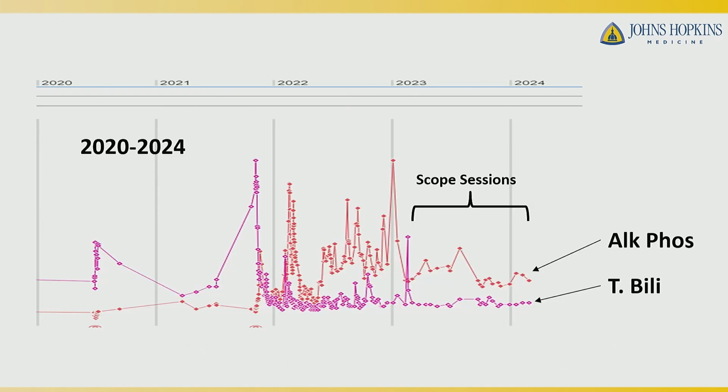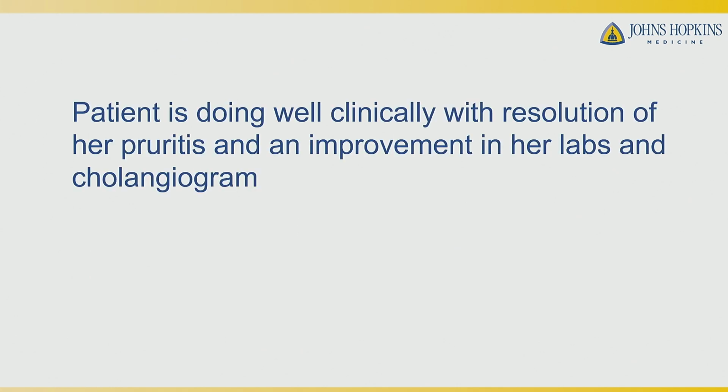And that was also reflected in the lab values. You could see that her alk phos and her T-bili remained quite low during our sessions of scope. So currently she's doing well, resolution of the pruritus, improvement in her labs and the cholangiogram. Will she recur? Almost certainly. She's going to have to come back for other sessions of biliary scope and lithotripsy over time as the underlying insult of that hepatic artery thrombosis isn't resolved. But hopefully recidivism will get better and she can perhaps progress to retransplantation.